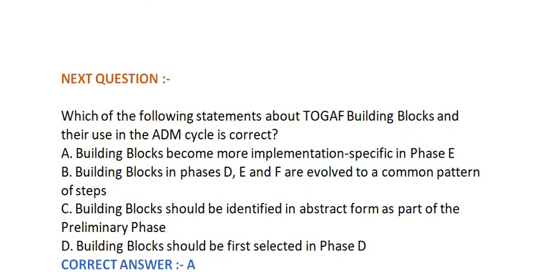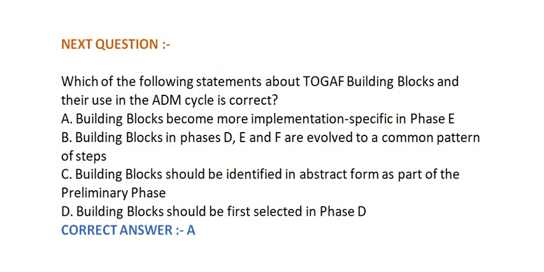Now, moving to the next question. Which of the following statements about TOGAF building blocks and their use in the ADM cycle is correct? Option A, building blocks become more implementation specific in phase E. Option B, building blocks in phase D, E, and F are evolved to a common pattern of steps. Option C, building blocks should be identified in abstract form as part of the preliminary phase. And option D, building blocks should be first selected in phase D. And the correct answer is option A.